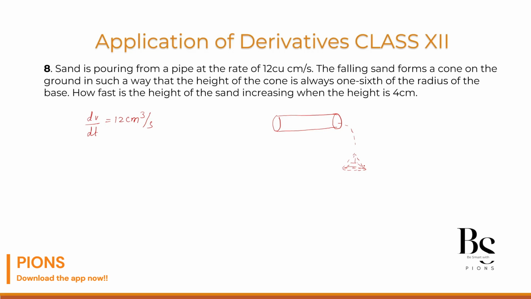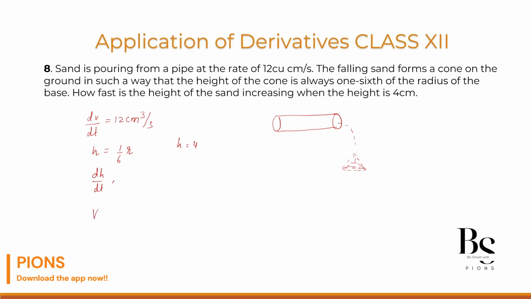Okay, fine. If it is forming a cone on the ground in such a way that the height of the cone h is always 1/6 of the radius of the base, h is equal to 1 by 6 of r. How fast is the height of the sand increasing? Now this is quite easier than the previous question because they are asking height straight away. Height is changing. So how fast is the height of the sand increasing? So dh by dt they are asking, when the height h was 4 centimeter. So here the given data is h equal to 4, which we will make use of later on.